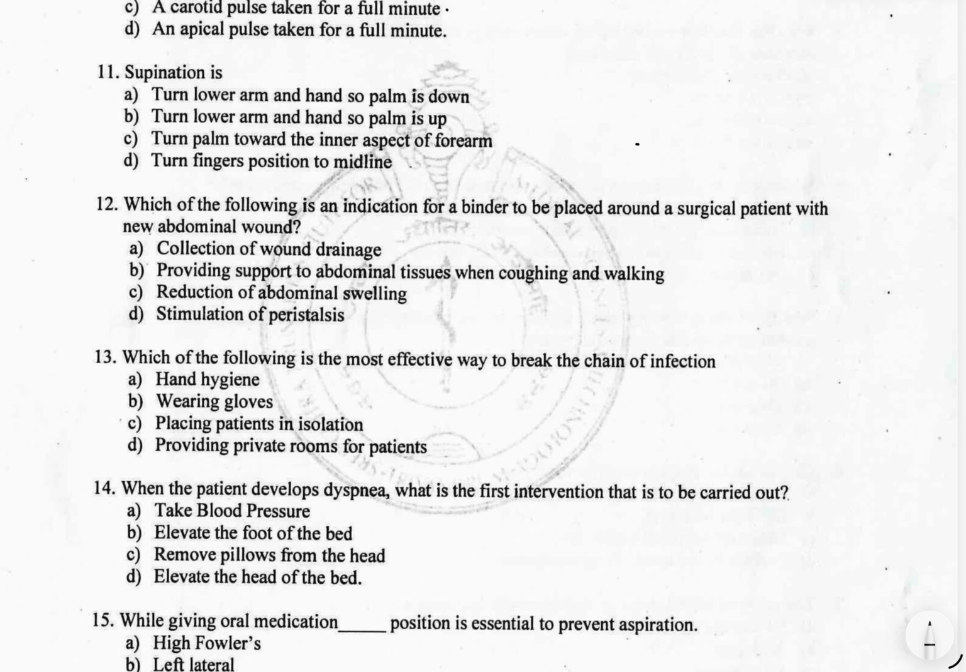Is that for collection of wound drainage, or to provide support of abdominal tissue, reduction of abdominal swelling, and stimulation of peristalsis? So the binder is used to support abdominal tissues while coughing and walking. That is the purpose of the binder, to provide it for a patient who has undergone a surgery.